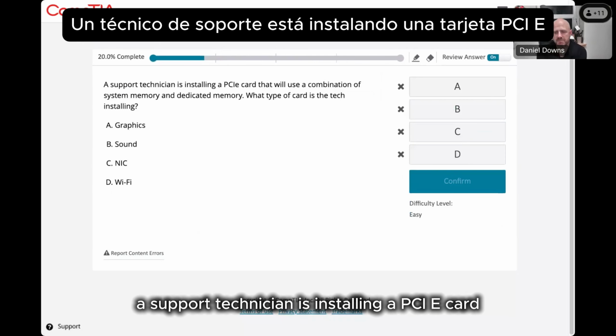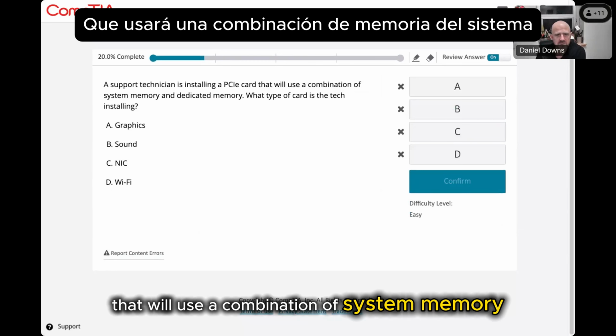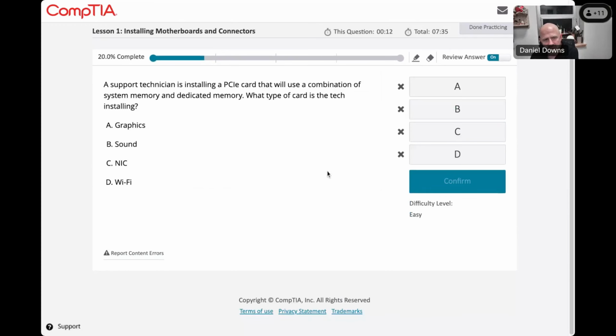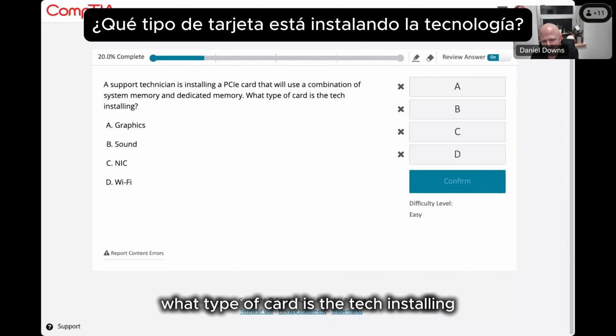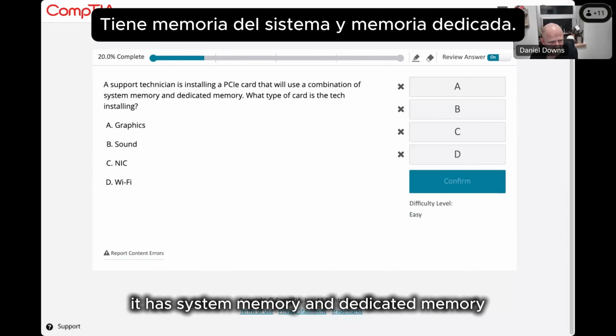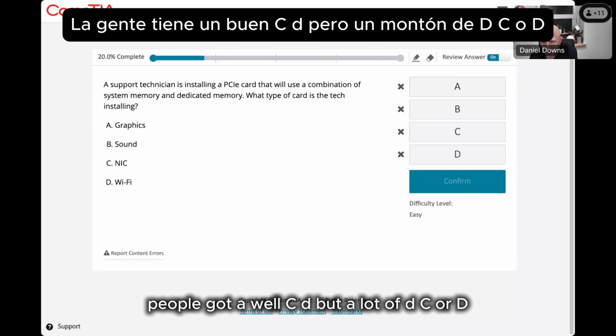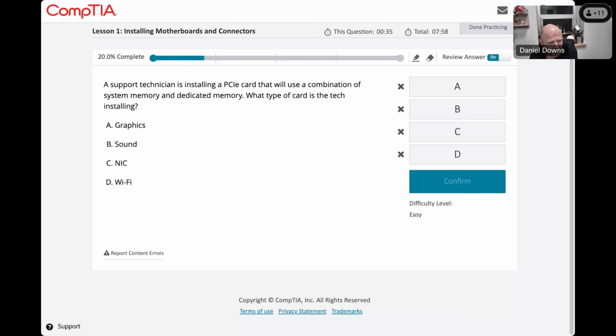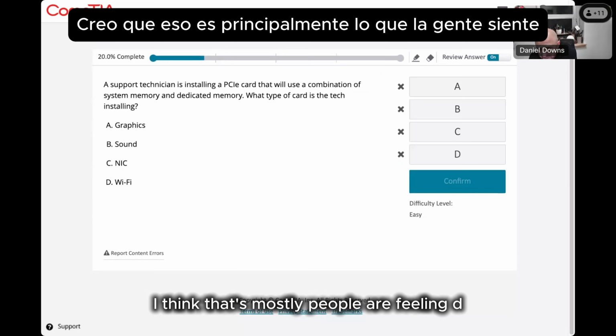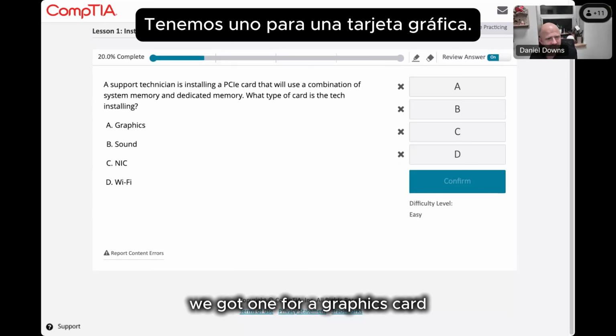A support technician is installing a PCIe card that will use a combination of system memory and dedicated memory. What type of card is the tech installing? It has system memory and dedicated memory. Anyone want to throw in an idea? People got A, well, C, D. We got a lot of D, C or D. I think mostly people are feeling D. We got one for A, graphics card.